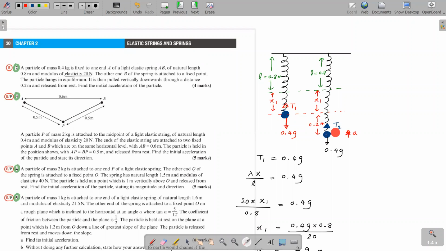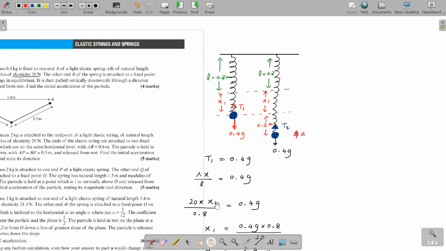T2, the tension in the string, is definitely higher than 0.4 g. Do you agree with me? This tension is definitely higher than the 0.4 g. The forces are balanced only in the equilibrium position. The moment you pull below the equilibrium position, this wants to go back up towards its equilibrium position. Shall we find the tension T2 value first?